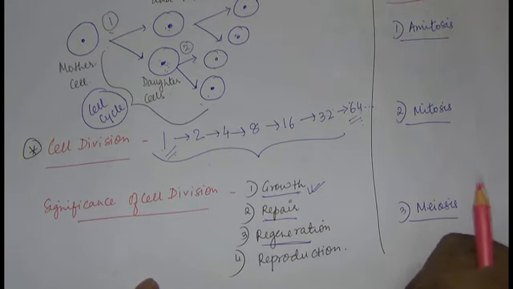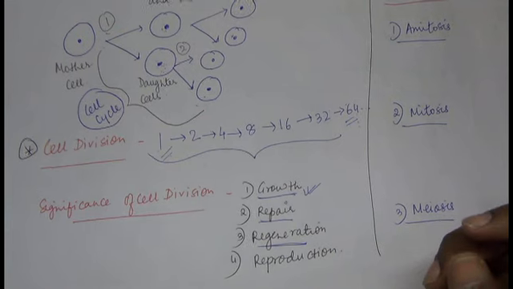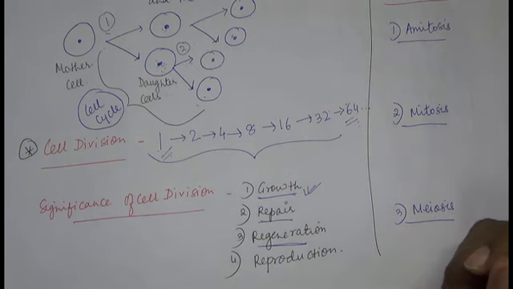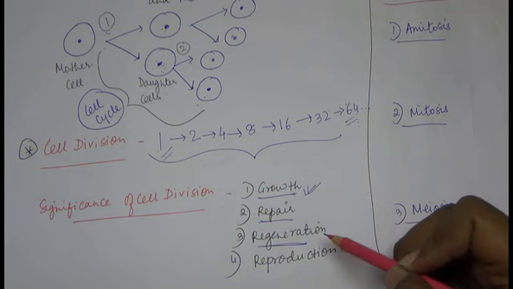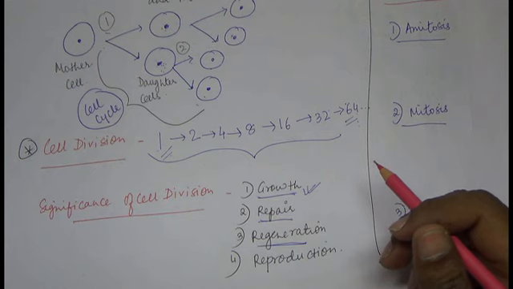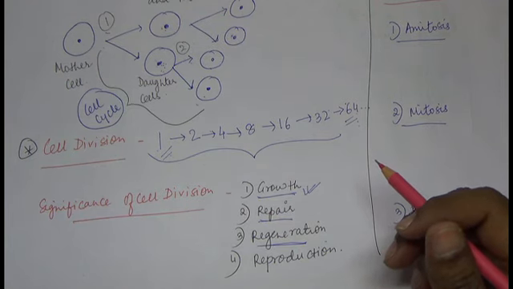Okay, if all the part is cut and only a small patch of that tissue is left, it can also grow back to its normal size. So this is called regeneration. Regeneration is seen in many animals. Perhaps the best example for you is the tail of the lizard.